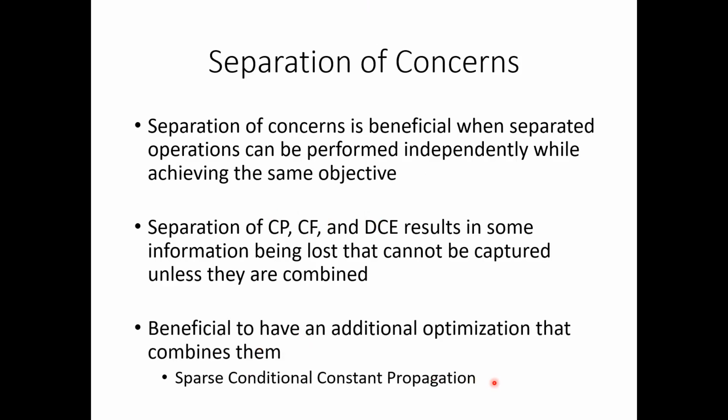Any questions? So that's all I have for today. Next time, we're going to delve into sparse conditional constant propagation, which is an optimization that gets rid of the separation of concerns and combines constant propagation and dead code elimination together in one monolithic optimization. It's going to be an expensive optimization, so we don't always apply it, right? But whenever CP, CF and DCE stop changing the code, that's usually an indication that it's a good time to try sparse conditional constant propagation and see if there are opportunities that it can uncover that these three cannot.